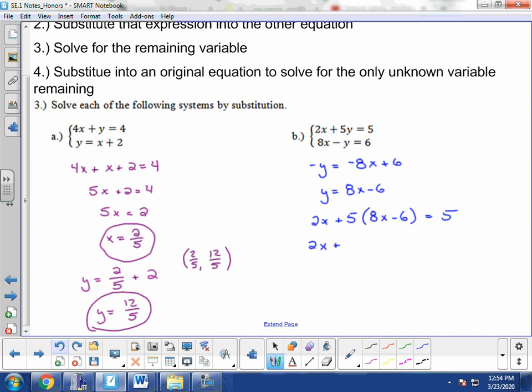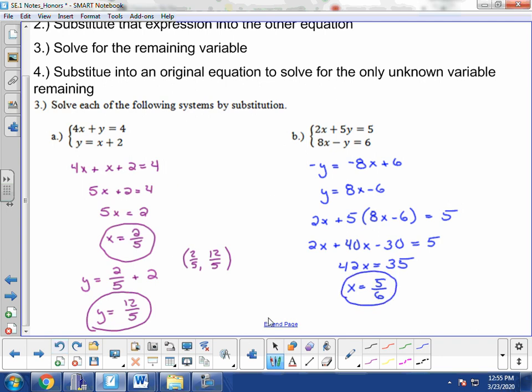So in simplifying, I would need to distribute here. So 5 times 8 is 40. 5 times negative 6 is negative 30. And then from here, we could combine the like terms, 42x. And then I'm going to also add the 30 to the other side, equals 35. And then divide by 42, so x equals 5/6.